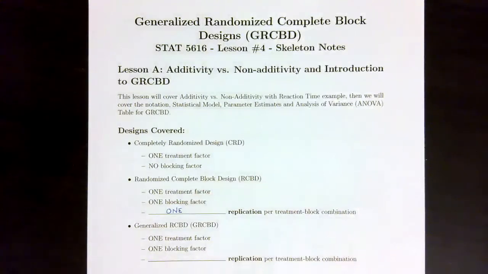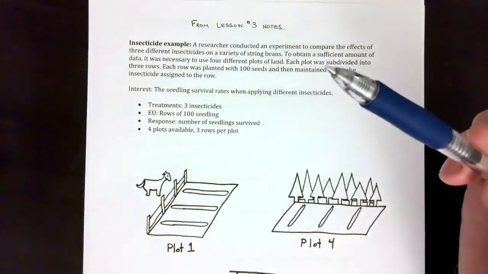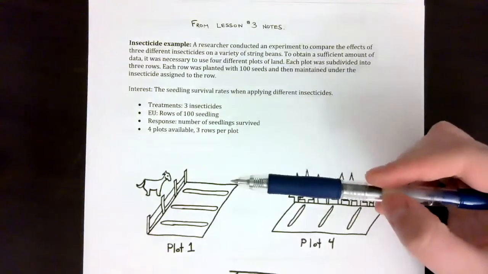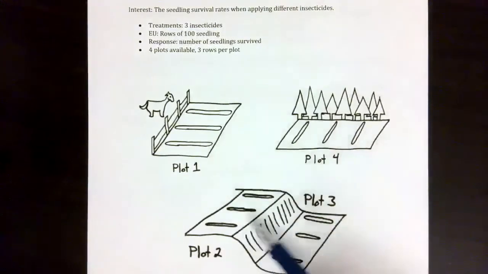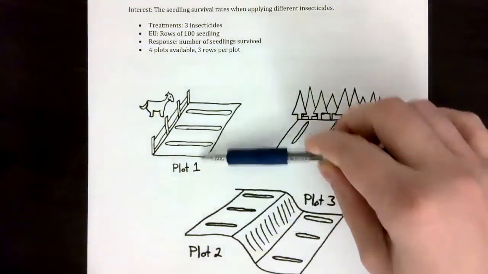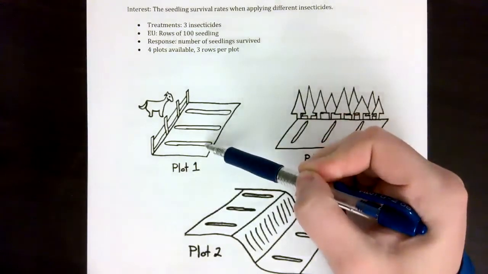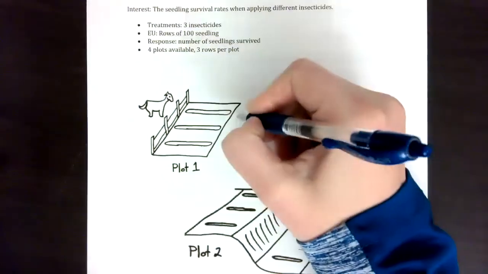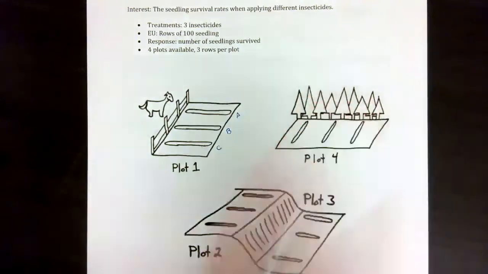Okay, so if we were to look back at our insect design from lesson 3, let's just do a little recap, where our goal was to see if there was a difference between 3 insecticide treatments. We had these different plots, and we thought that from plot to plot there would be a lot of variability, so it's very heterogeneous between plots, but within plot it's very homogeneous. So we're assuming that all 3 of these rows, which we're applying the treatment to, look very similar. So we could have treatment A, B, and C. And so this was a random complete block design.